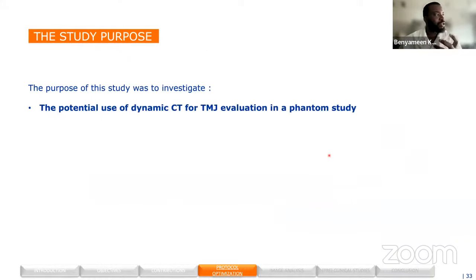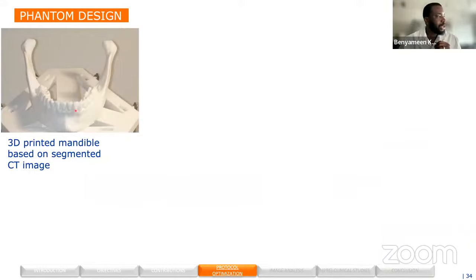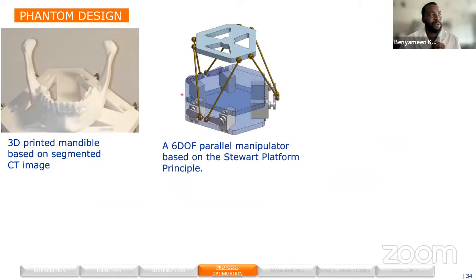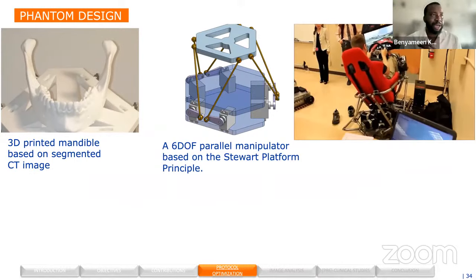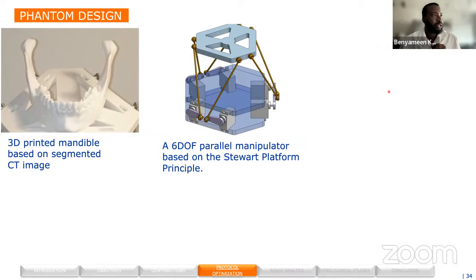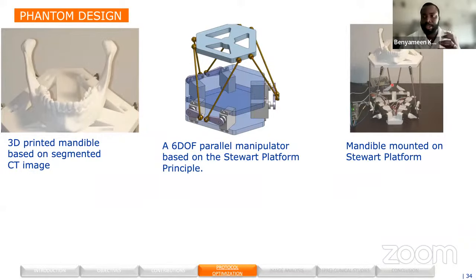So with that in mind, we're trying to see if there is value in using dynamic CT to look at this particular joint. We started this in what we call a phantom study, so a mock-up, not an actual patient yet. For that, we built a 3D printed model of the mandible based on CT scans. And we mounted this on what we call a Stewart platform. It's a 6 degree of freedom motion manipulator. Maybe some of you might be familiar with it in flight simulators or car racing games, where you can manipulate the structure in 6 degrees of freedom. So we mounted our 3D print on this structure.